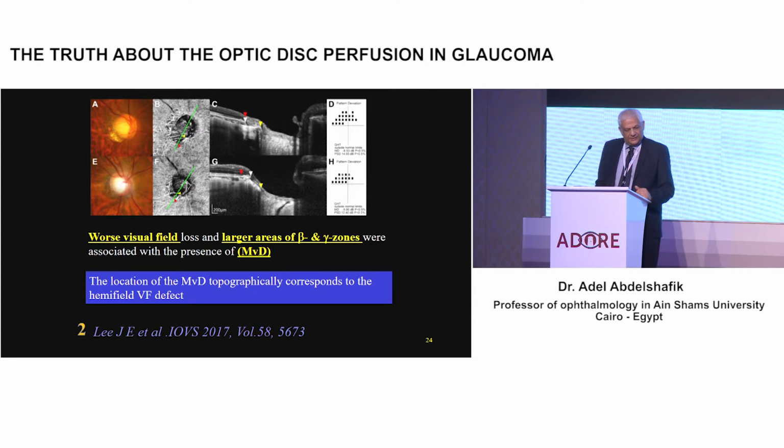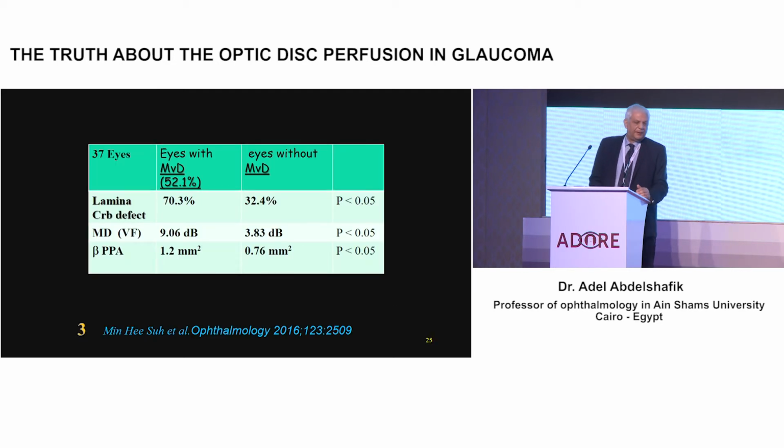Another study compared the location of the microvasculature dropout with the peripapillary atrophy and the field changes. And they found that a worse visual field loss and a larger area of peripapillary atrophy were associated with the microvasculature dropout. And also, they found that the location of the microvasculature dropout was topographically corresponding to the field defects.